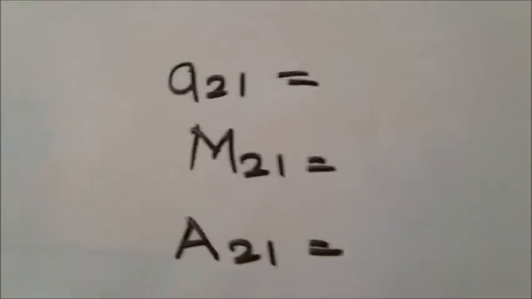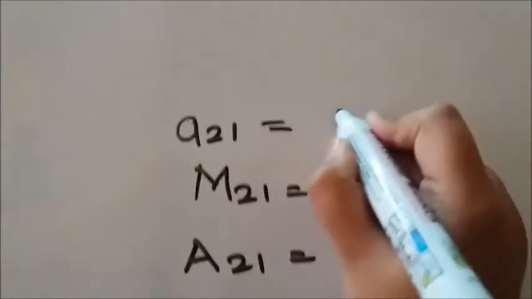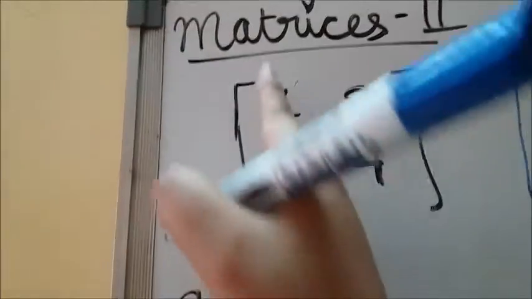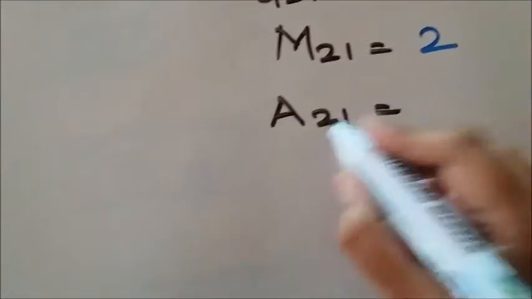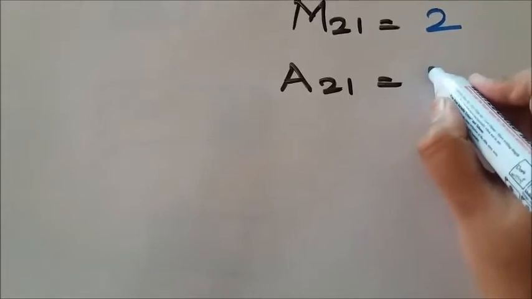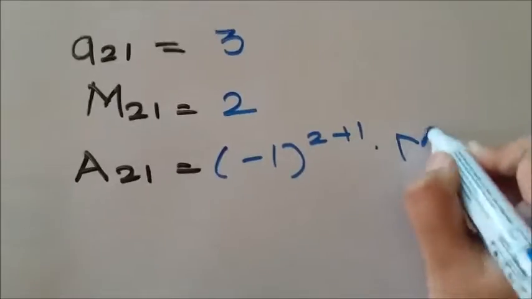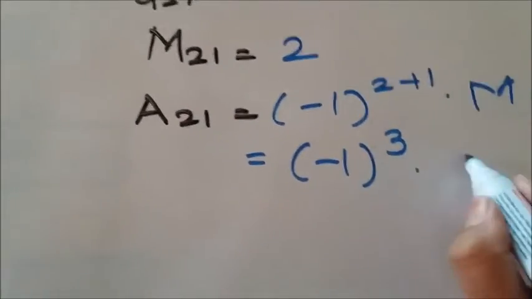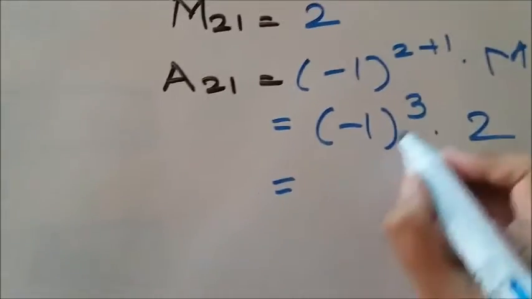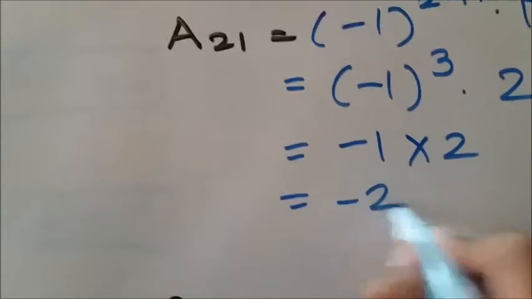Now here A21, so let's check out here. A21 is 3. M21, so second row and first column I have to skip, so what is the digit? 2. A21, so that would be minus 1 raised to 2 plus 1 into M21. Minus 1 raised to 3 into M21, which is 2. As it is an odd power, I will write minus 1 into 2, that would be minus 2.